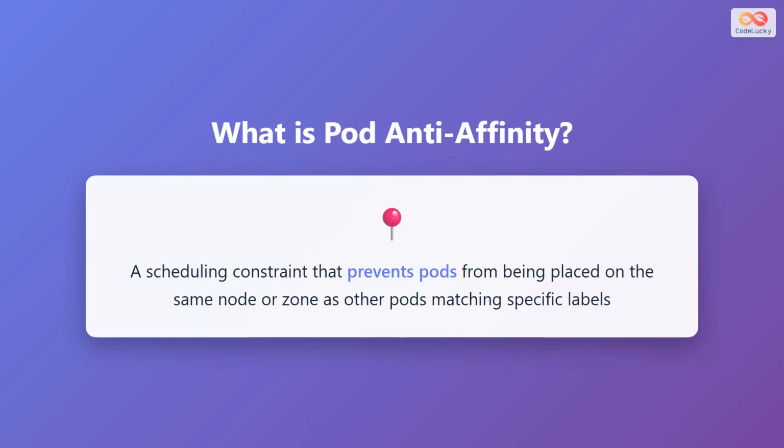Pod anti-affinity is a scheduling constraint that prevents pods from being placed on the same node or zone as other pods that match specific labels. Think of it as a rule that tells the Kubernetes scheduler to keep certain pods away from each other. When you define anti-affinity rules, you are essentially instructing Kubernetes to avoid co-locating pods that share particular label selectors. This is the opposite of pod affinity, which brings pods closer together.